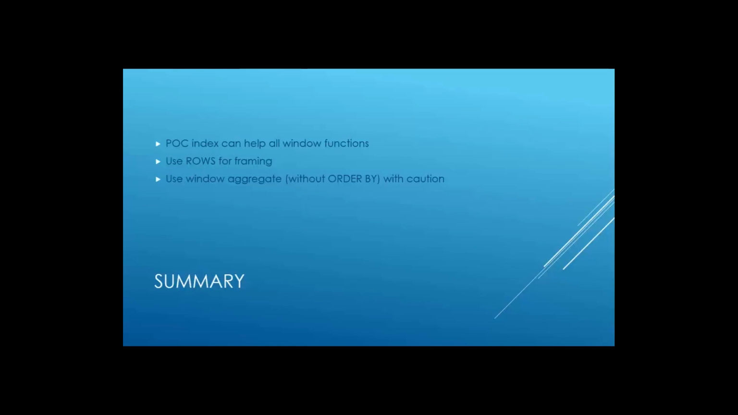Looks like we might have time for some questions in a couple minutes. So what we covered today was that the POC index can help all window functions. Okay, that can be beneficial for all window functions. Whether or not you choose to implement the index for a particular query is going to depend on how much of a benefit it will be to your application or report. Just don't go and add it to everything just because it's a window function. If it's something that supports framing, make sure that you use rows instead of range. Range is the default, so use rows unless there is a business reason for using range, because sometimes you will get slightly different results.